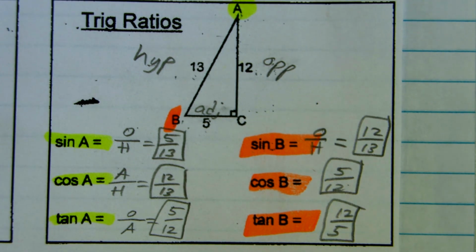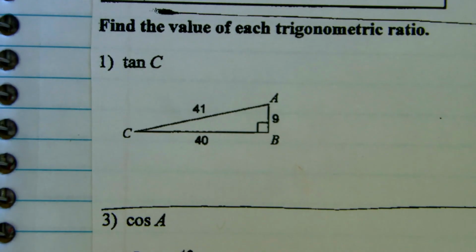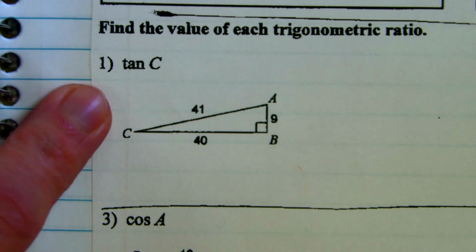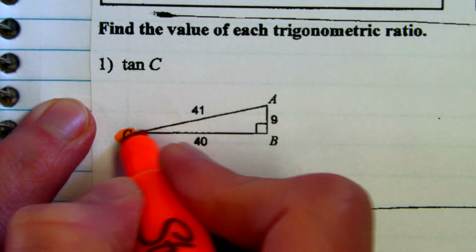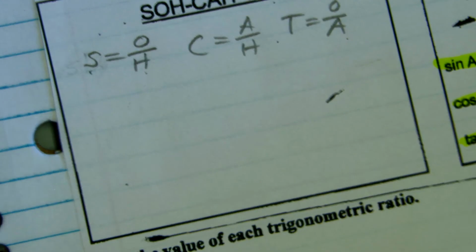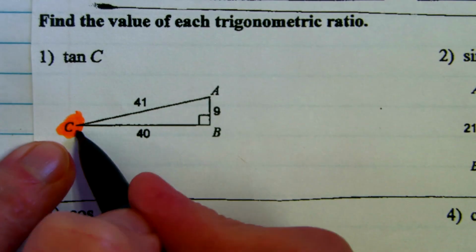All right, so now we're going to look at some problems that look a little bit more like what you'll see on the assignment. So it says find the value of each trigonometric ratio. So on number 1, they just say find tangent C. So I'm not going to do all of those that we just did. There's just going to be one fraction. Sorry, my notebook slipped. So here's tangent, here's C.